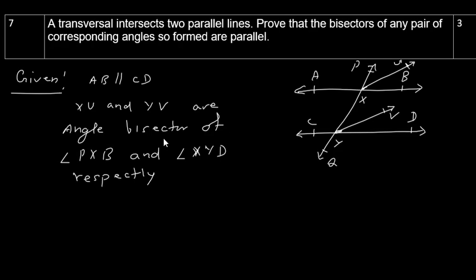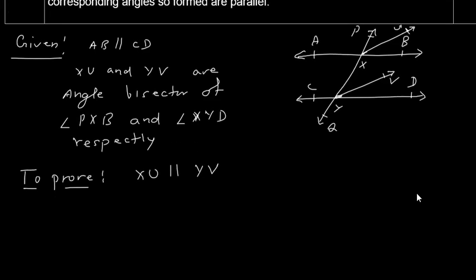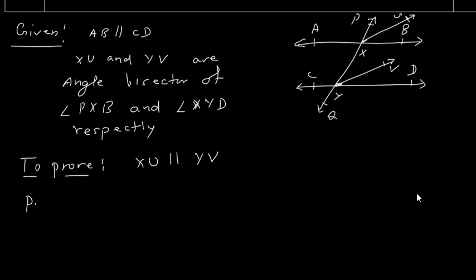So they are angle bisectors, this is given, and what we have to prove? We have to prove that this XU is parallel to YV. Now let us see how we prove this. First of all, this AB is parallel to CD. Therefore, I can say that angle PXB is equal to angle XYD. Why? Because they are corresponding angles.